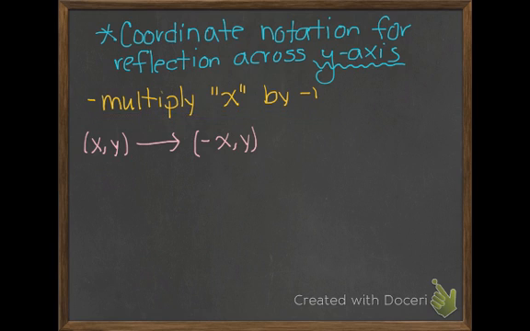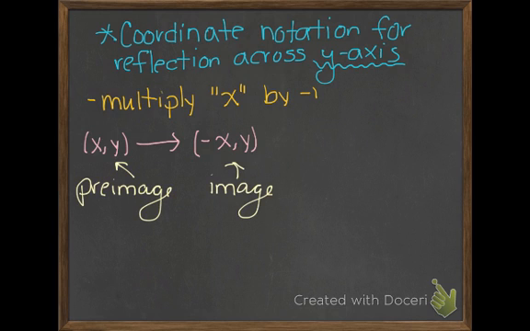Okay, so again, (x, y), the coordinate that we're going to start off with, is our pre-image, the image before our transformation. When we multiply x by negative 1, we're going to get our image. So that's going to be the new coordinate of our new shape. Alright, so whenever you got this down, press the space bar and we'll try our new example.